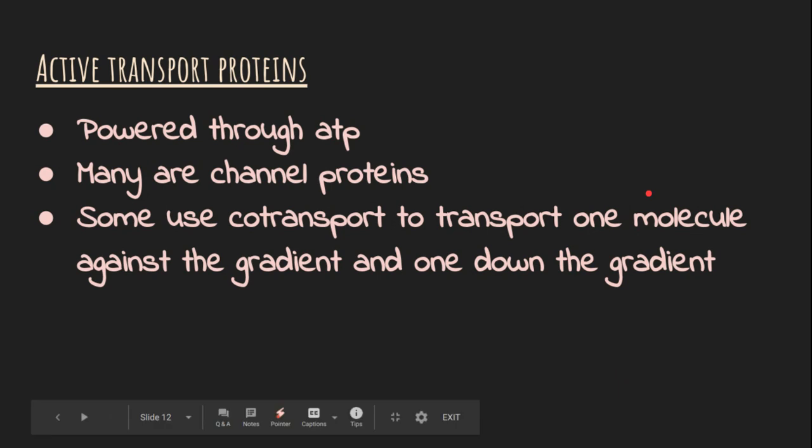The active transport also goes through proteins, just like facilitated diffusion, but the difference is it's moving against its gradient, which means it's going to require energy, and most of that energy is going to be powered through ATP. Another type of transport that they will do is called co-transport, where they will transport one molecule against the gradient and one molecule down the gradient.